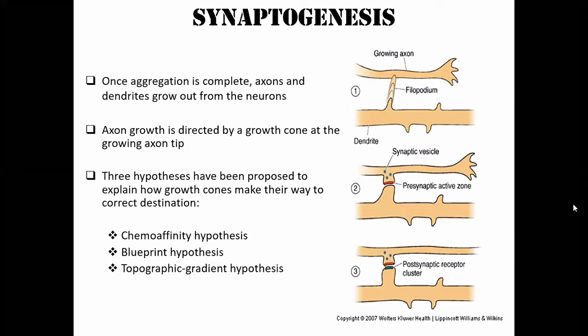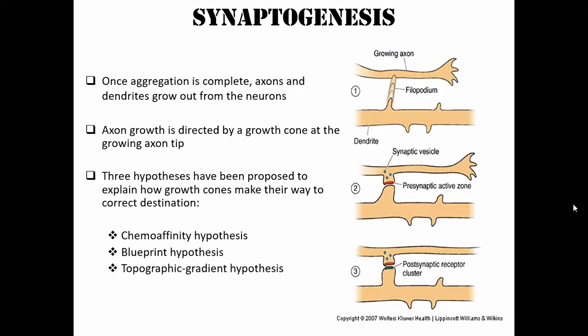So let's go to synaptogenesis. There are processes, as I've said. There is aggregation, there is migration, there is proliferation. So here, it is what you call synaptogenesis.